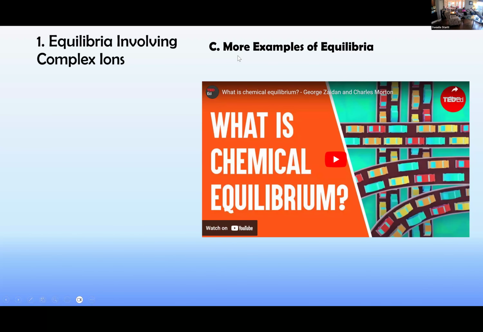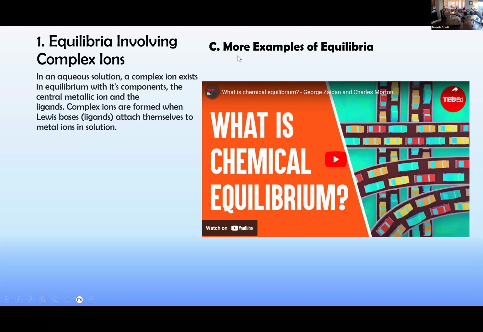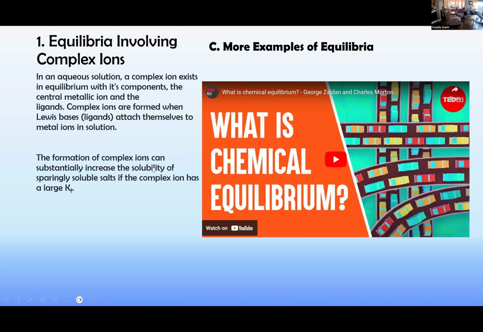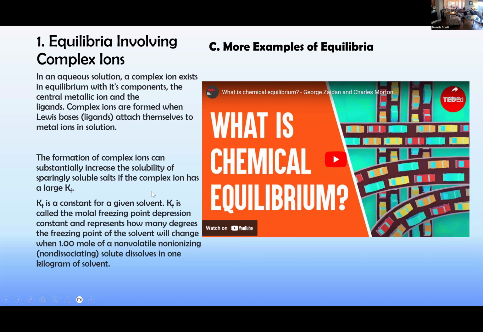So, equilibria involving complex ions. In an aqueous solution, a complex ion exists in equilibrium with its components, the central metallic ion and the ligands. That's what we call the little guys around the outside, the ligands. Complex ions are formed when Lewis bases, which are ligands, attach themselves to metal ions in solution. The formation of complex ions can substantially increase the solubility of sparingly soluble salts if the complex ion has a large K sub F. So K sub F.